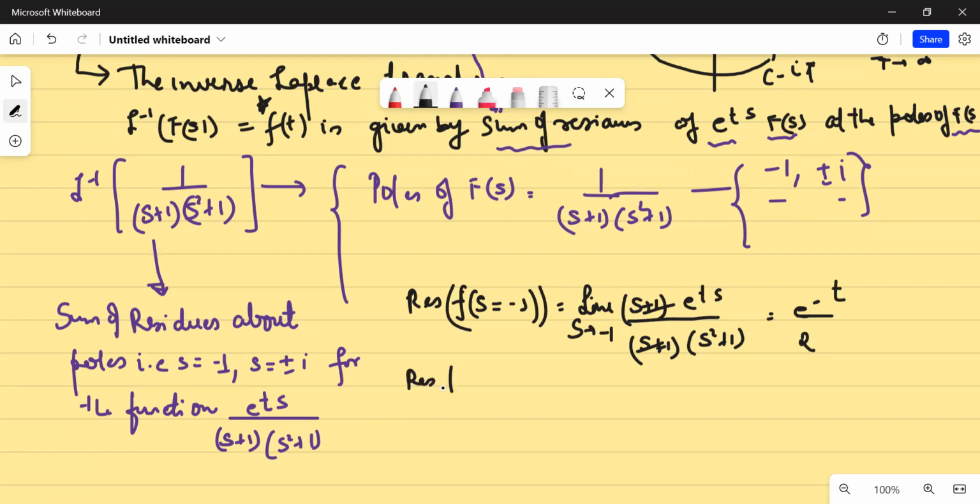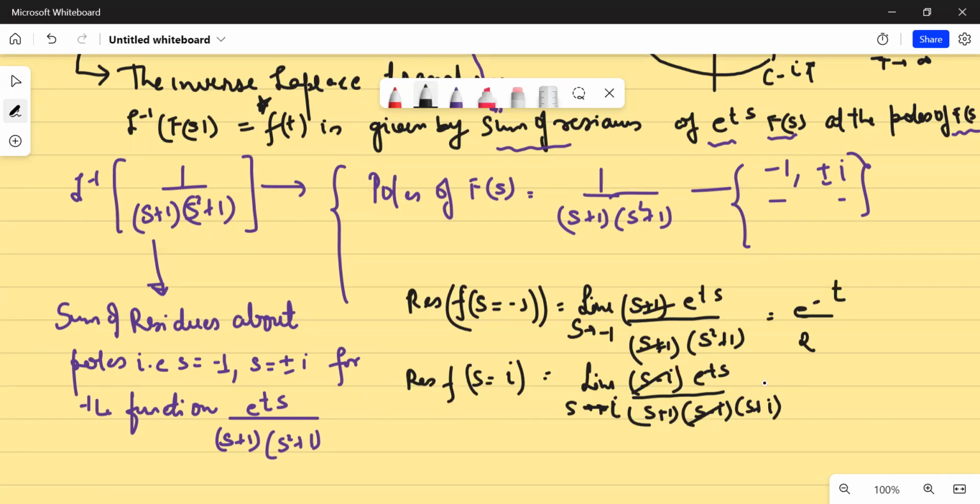What would be the residue of the function at s equals iota? It will simply be the limit, because these are simple poles, as s tends to iota of (s minus iota) into e^(ts) divided by (s plus 1)(s square plus 1). You can write s square plus 1 as (s minus iota)(s plus iota). So this would get cancelled, and eventually you're left with e^(iota t) divided by (1 plus iota), and then you have this 2 iota.